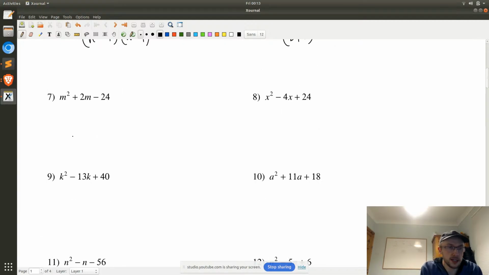And here we have M add 6 times M take 4. And X take. What do we have here? Perplexion. 2 and 12. 2 and 12, 4 and 6, 3 and 8. I say cannot be factored. Unfactorizable. How about that?